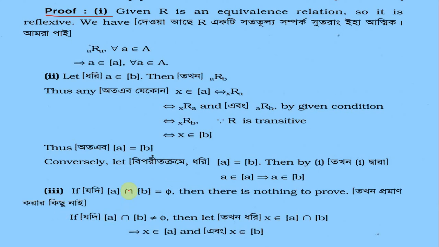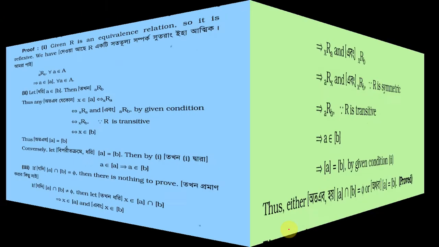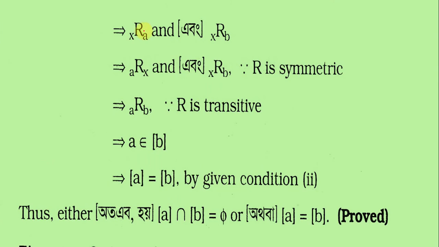Thirdly, if [a] intersection [b] is equal to phi, then there is nothing to prove. If [a] intersection [b] is not equal to phi, then let x belong to [a] intersection [b], which implies x belongs to [a] and x belongs to [b]. Which implies x is related to a and x is related to b, so a is related to x and x is related to b. Thus, R is symmetric, which implies a is related to b. Thus, R is transitive, which implies a belongs to [b], implies [a] is equal to [b] by the given condition 2. Thus, either [a] intersection [b] is equal to phi or [a] is equal to [b], which is our proof.